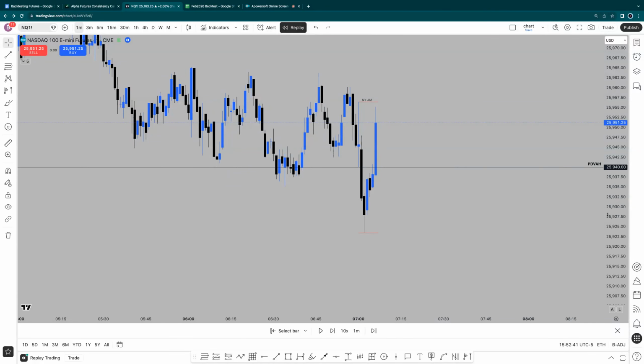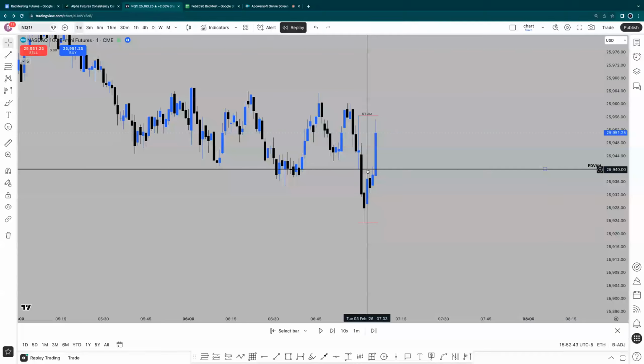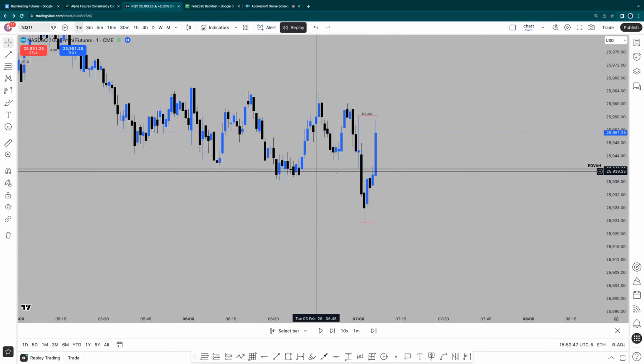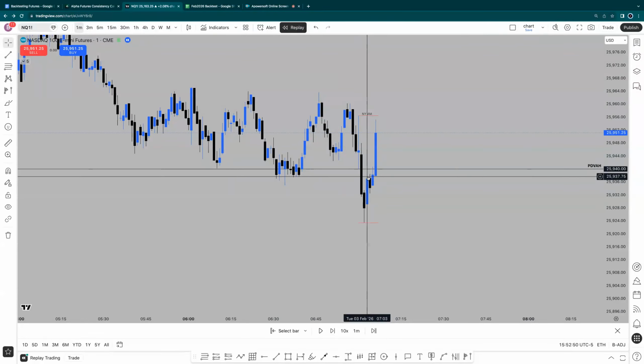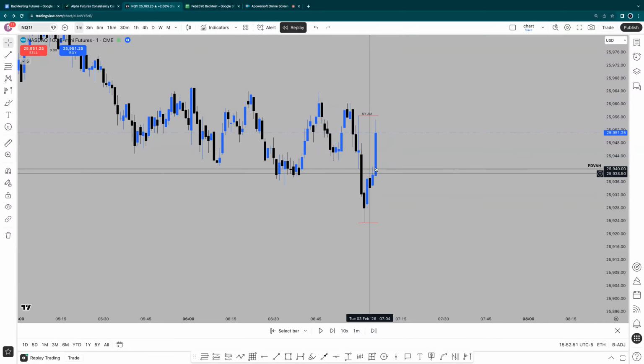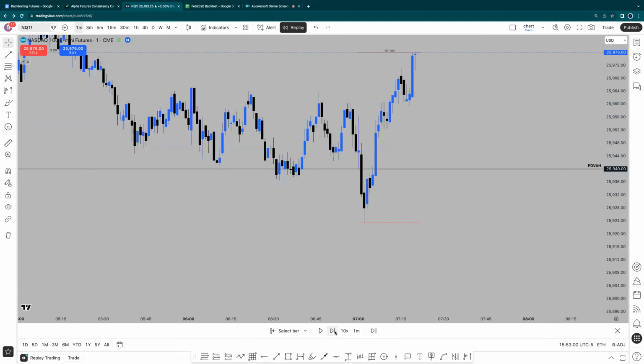I mean, potentially would have maybe taken a short here, but that would be very, very aggressive considering we've only tapped it once, and it's this very, very start of New York. So I probably wouldn't even have been on in time for that. So it's not realistic to actually say I would take it.